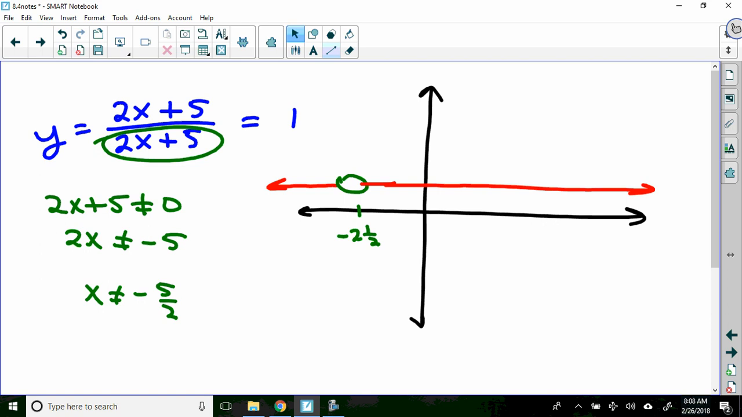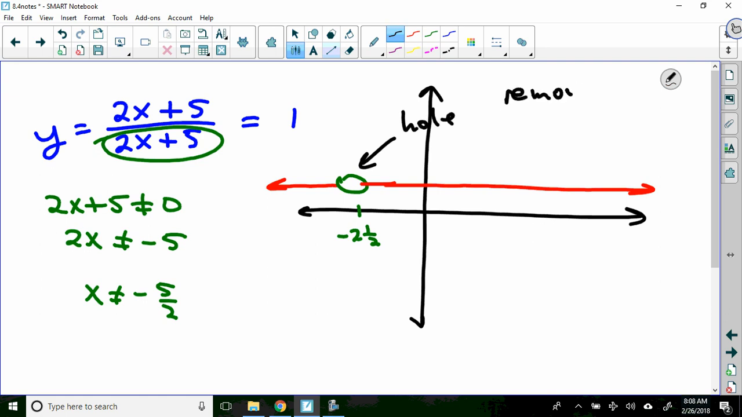In chapter 8, section 1, we're going to call these things removable discontinuities. In mathematics, it's a hole, but it's also called a removable discontinuity. A removable discontinuity. That's chapter 8, section 1. We'll talk about that again.